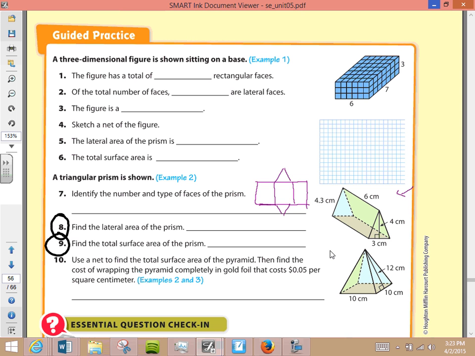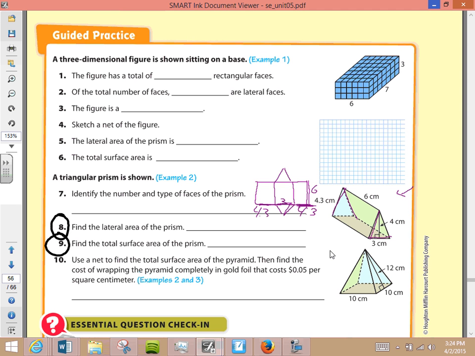Do we know this side right here? What is it? The long line is 6, right? But what is this right here? 4.3. Yeah, it is 4.3. And then what is this right in the middle? 3, right? And then what's this right here? 4.3.